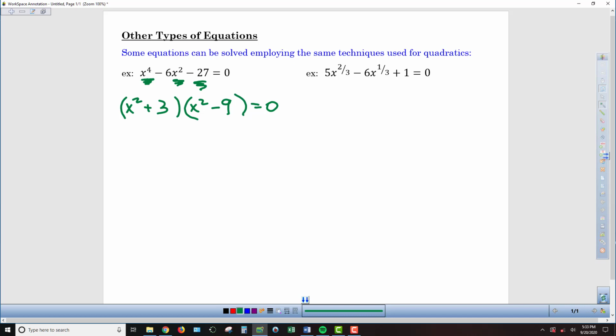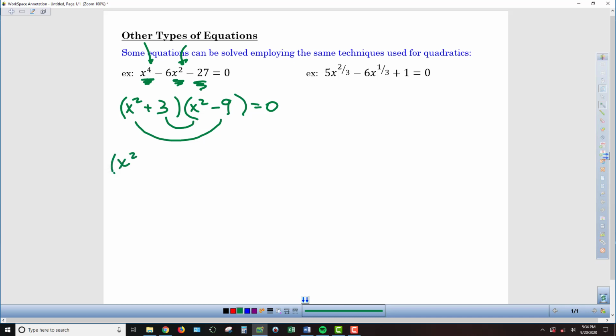If I was to reverse FOIL, x squared times x squared would give me x to the fourth, and then these outer and inner terms would give me the x squareds that I need in the middle there. So we can see that we can factor expressions that have higher order exponents, again, as long as the first exponent is twice as big as the second. And so from here, we can factor one more time.